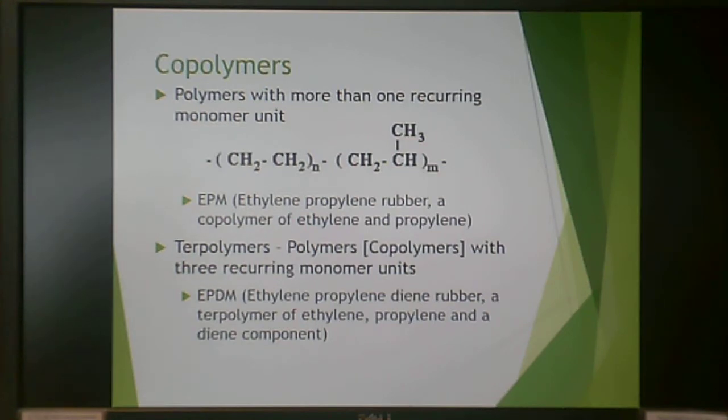Copolymers are another thing that you can do to make different structures in the backbone and therefore get different properties. These have more than one recurring monomer unit. So this is an ethylene unit, this is a propylene unit. And this is an example of ethylene-propylene rubber, a copolymer of ethylene and propylene. Terpolymer is not a term that's typically used very often in industry, but it describes something that has 3 different monomers present. Ethylene-propylene diene rubber is a terpolymer, so 3, ter. It has ethylene, propylene, and then a diene component, making 3 different repeating units within the polymer itself.